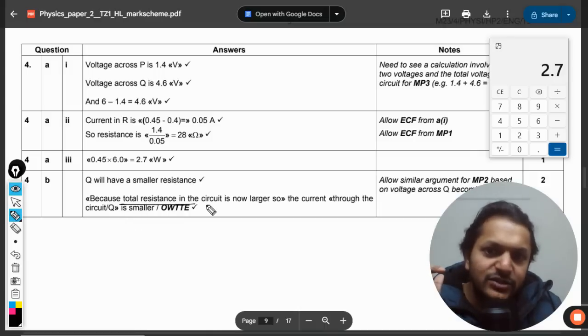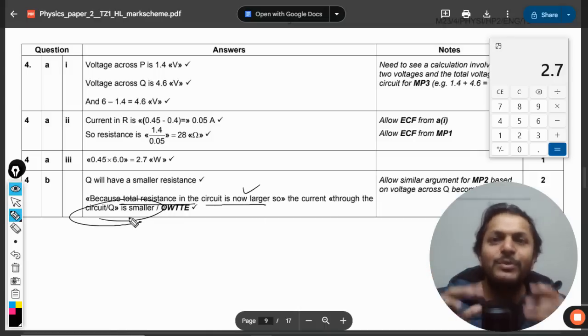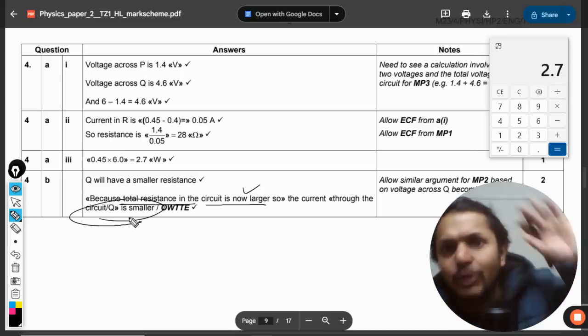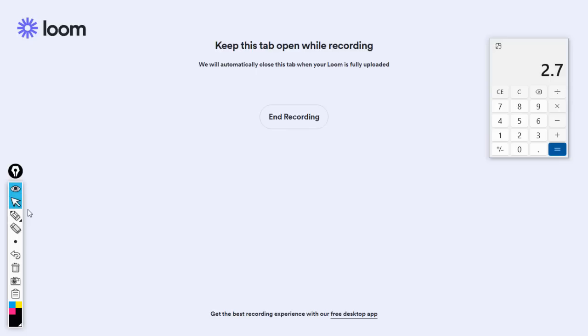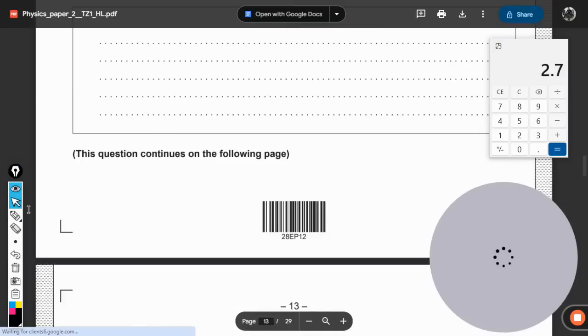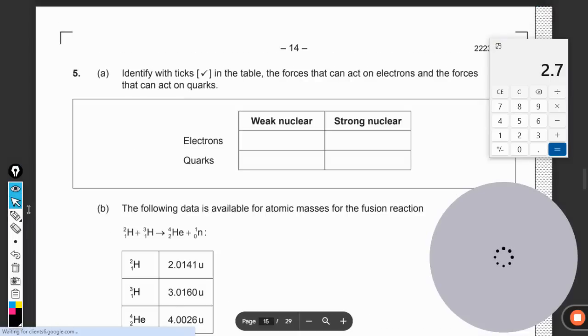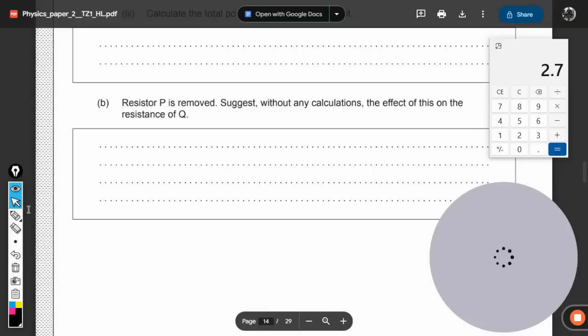Because the total resistance of the circuit now will be larger, the current will be smaller. So the slope will be higher, which means that the resistance will be smaller. Okay, dear students, so this is the explanation for this. I think the question is now over. Let us verify. Yes, there will be question number 5 after this.